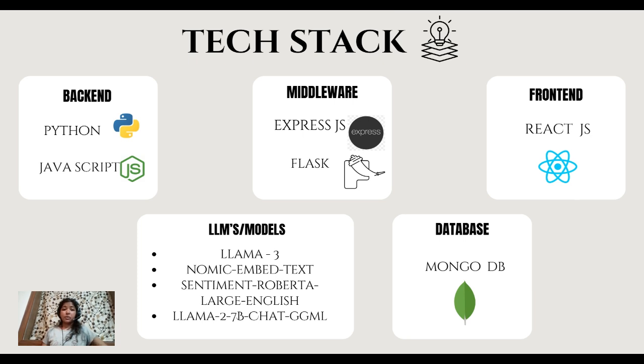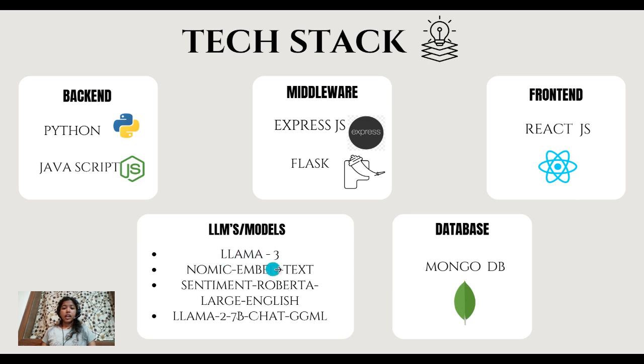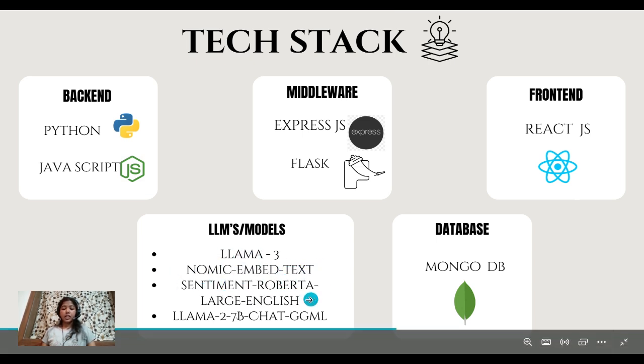The tech stack we have used: for the backend, Python and JavaScript. For the middleware, Express.js and Flask. For the front end, we have used React.js. For the database, we have used MongoDB. For the LLMs or models, we have used Llama 3, Nomic Embed Text, Sentiment RoBERTa Large English, and Llama 2 7B Chat GGML model. These are the LLMs we have used.